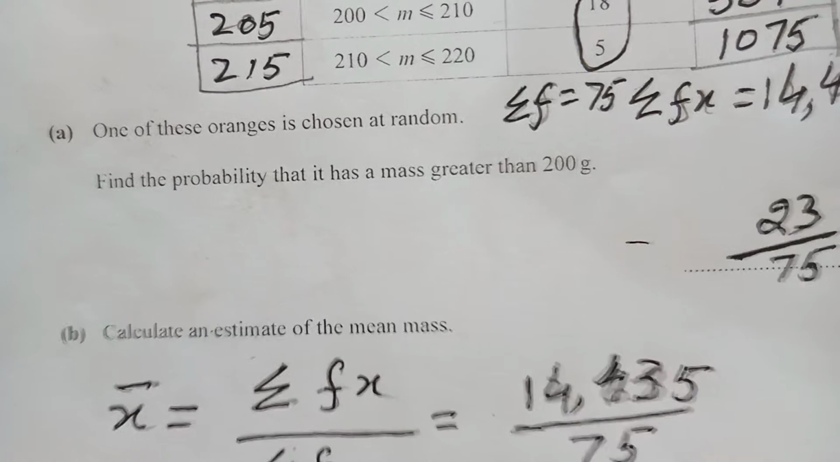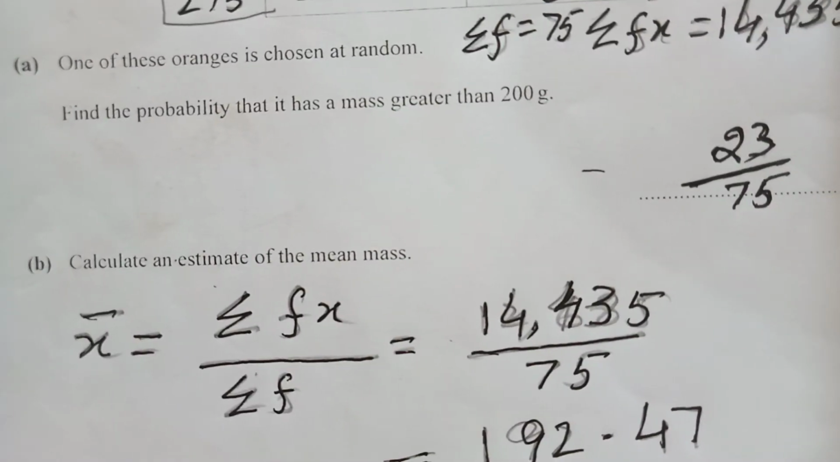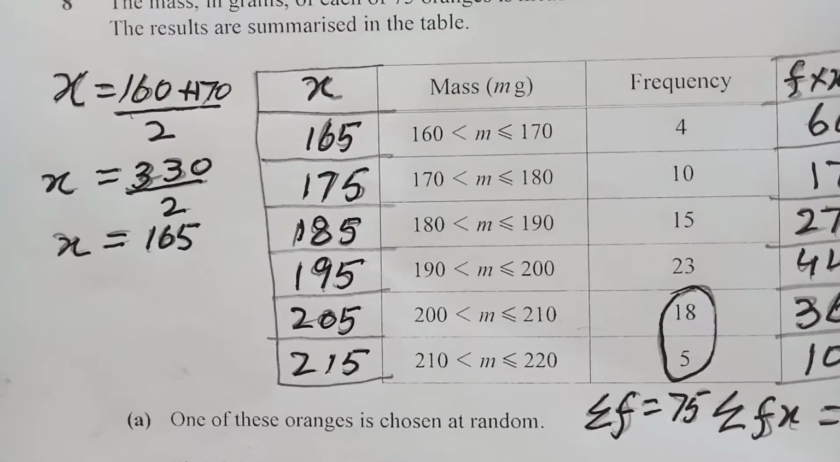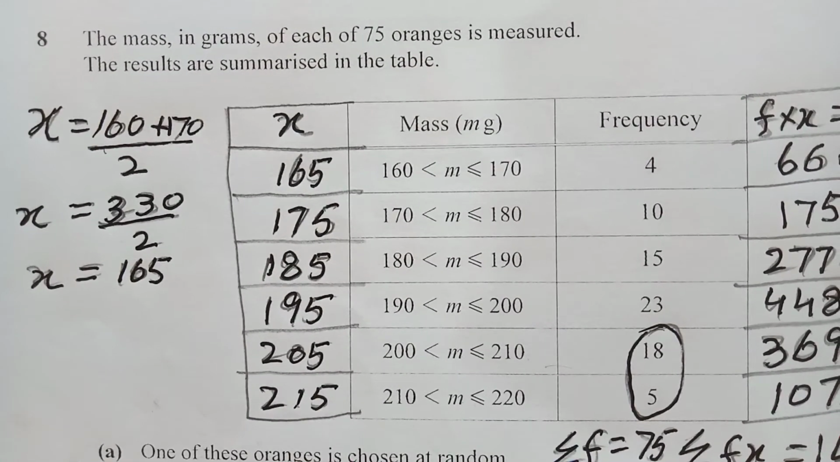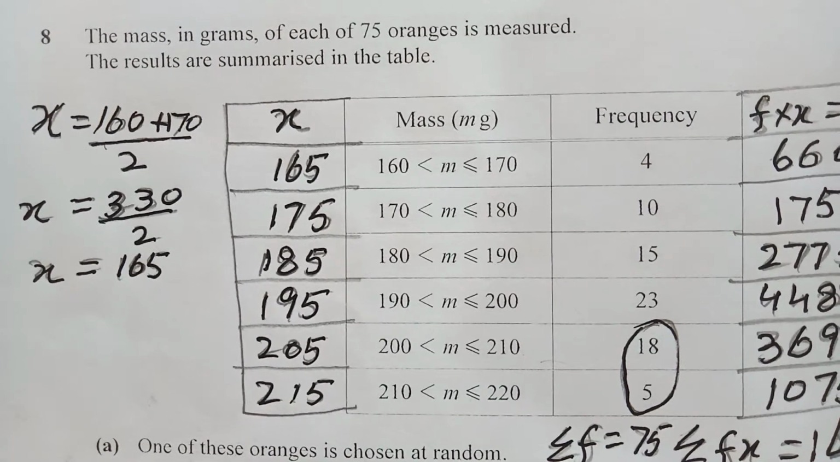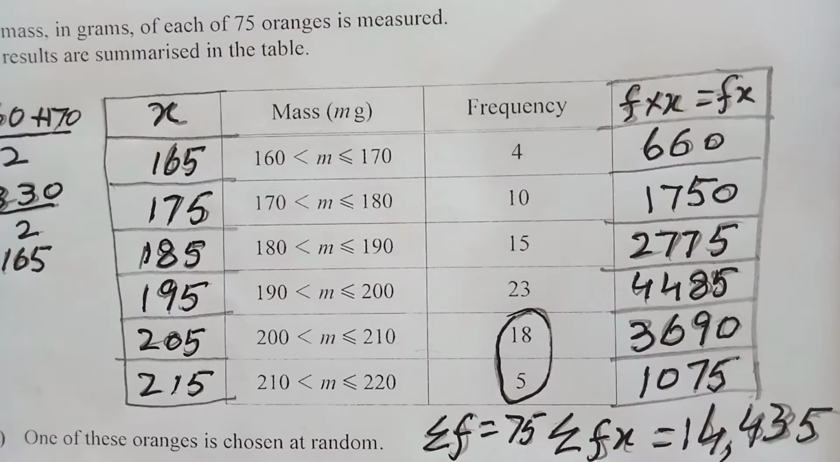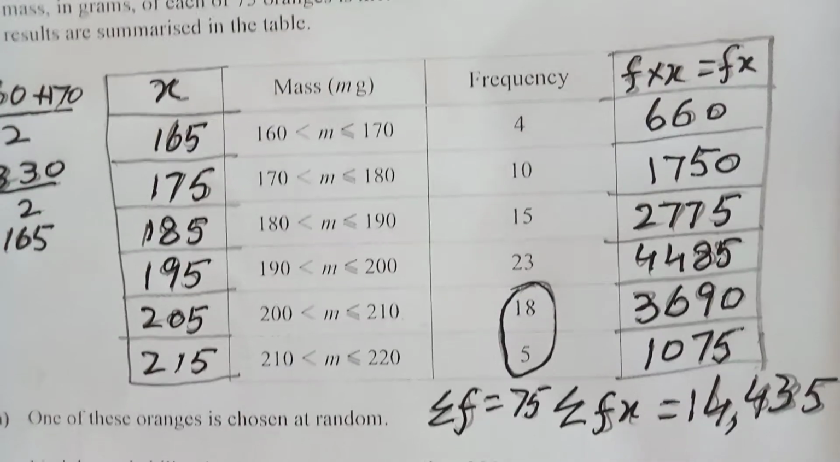In part B, he is asking for the mean. The formula for mean is x bar is equal to summation fx over summation f. For calculating x, you can see I have calculated one value of x on the left side of the table. x is equal to (160 plus 170) over 2, so this x will become 165. In the same method, we will calculate the values, and in the fourth column I have calculated f multiplied by x, that is fx.